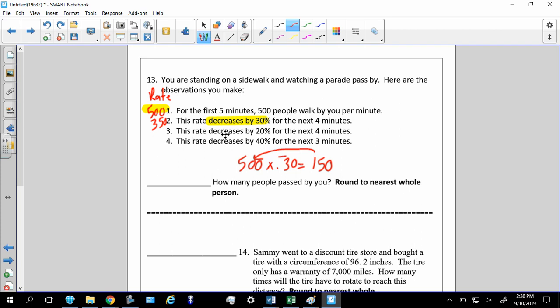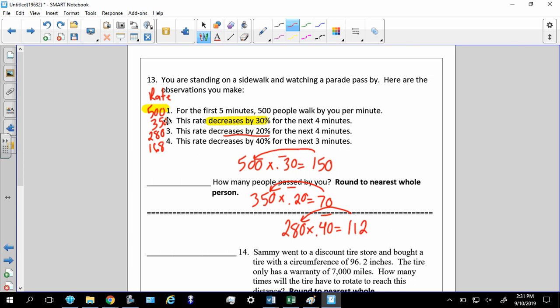All right. Now it says this rate decreases by 20%. Now my new rate is 350. I'm going to times that by 20%. I end up getting 70. But again, I'm going to subtract from 350 and I'm going to get 280. And it says this rate, so that's going to be 280. I'm going to have to write down here. 280 is being decreased by 40%. I'm going to times it by 40. I believe that's going to be 112. And I'm going to subtract. And I got an answer of 168.